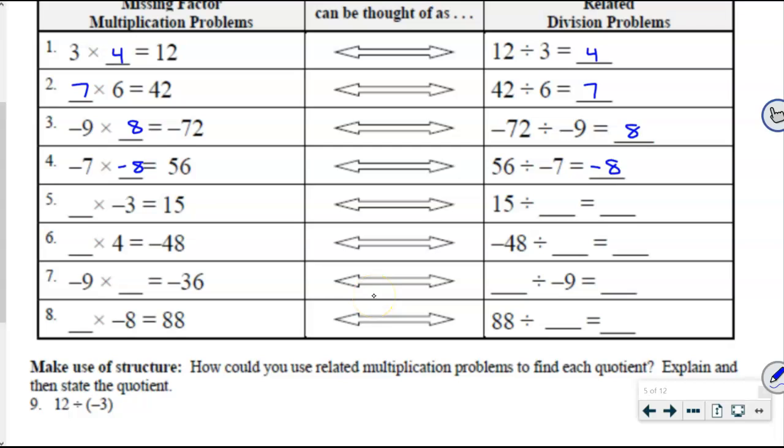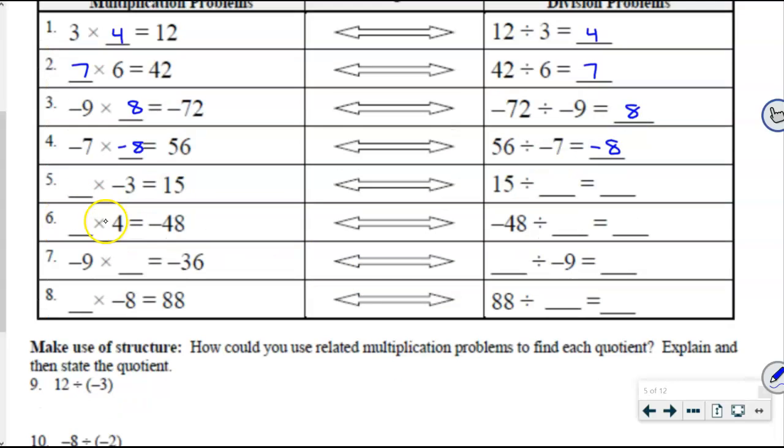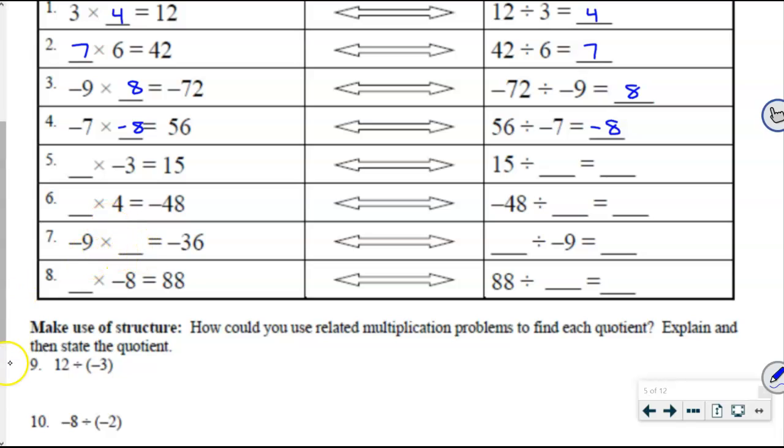I hope not. 5, 6, 7, and 8 with your group. See if you can figure those out. Going to pause the recording as students work ahead and work on these ones. Ready, set, go.